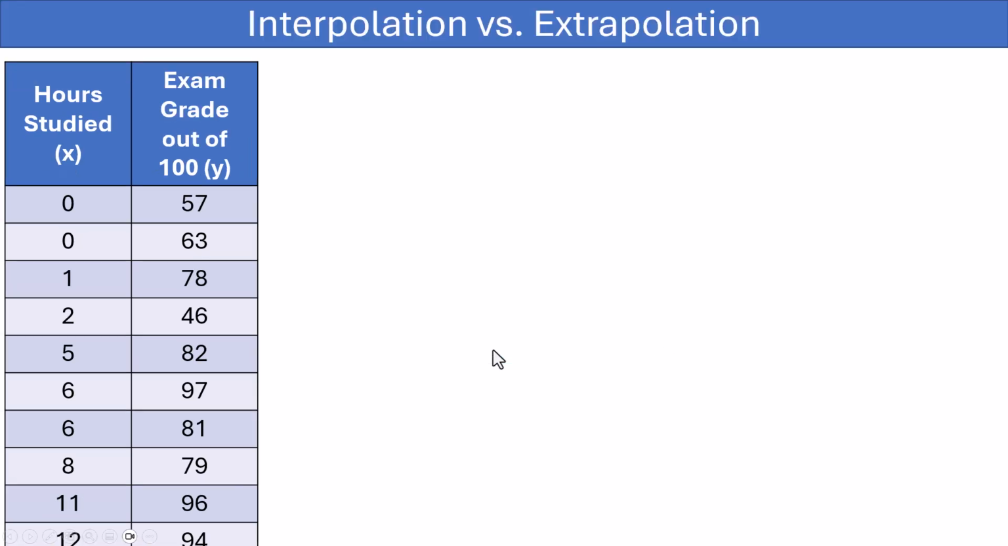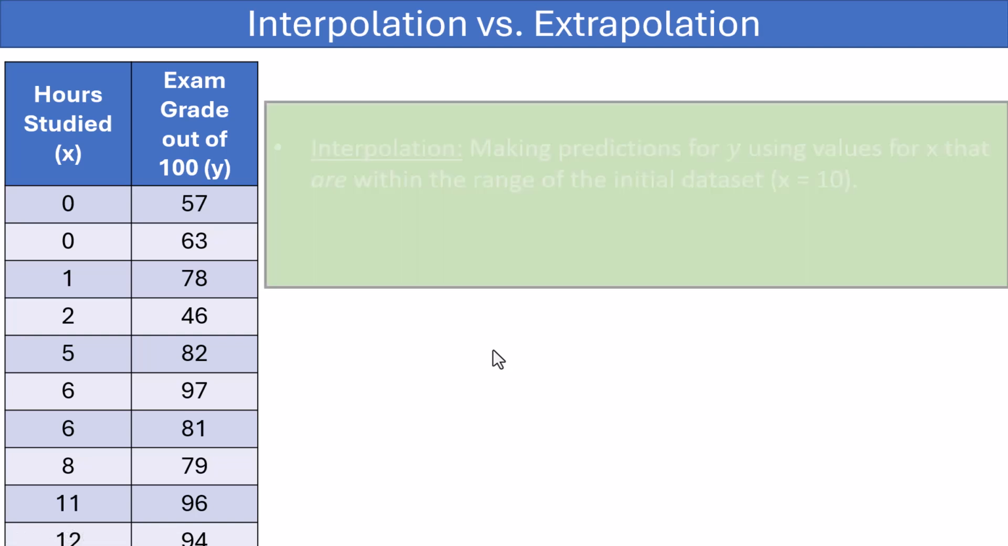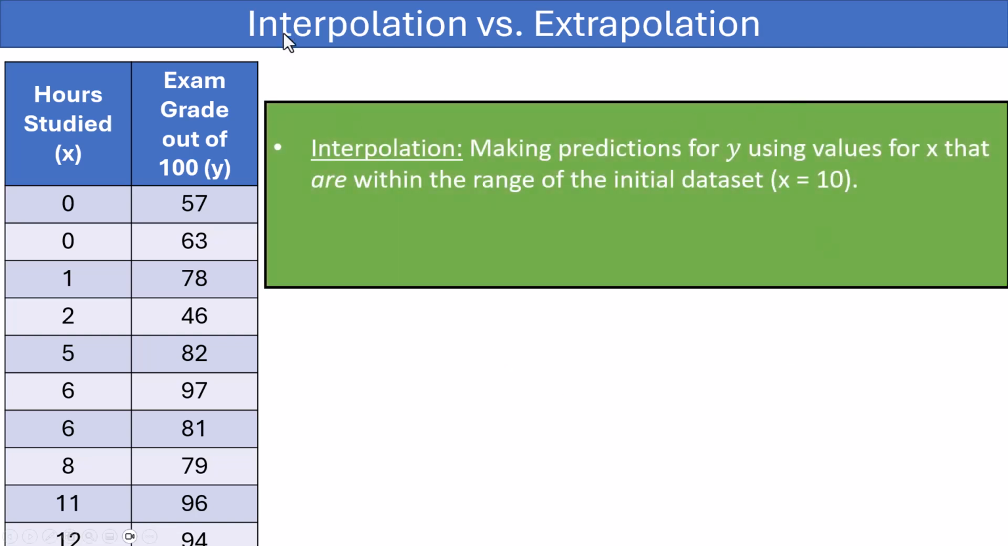Well, that brings us to the distinction between interpolation and extrapolation. Interpolation is when you're making a prediction for your y variable using a value of x that is within the range of your initial data set. In other words, if you plug in a value of x that's anywhere from 0 to 12, that would be considered interpolation. You're plugging in a value of x that's within the initial range of your data set.